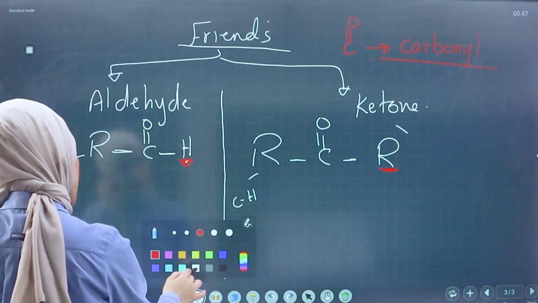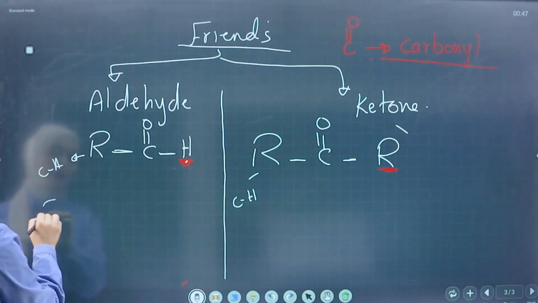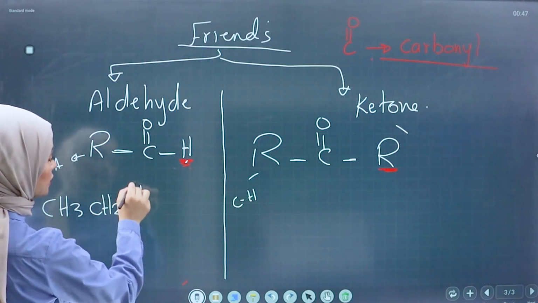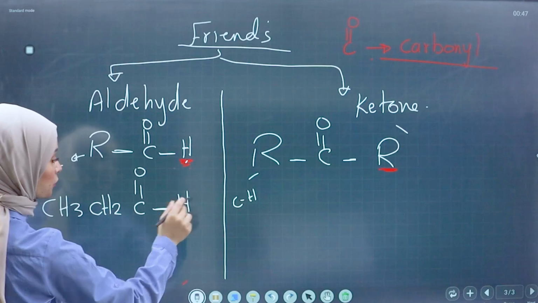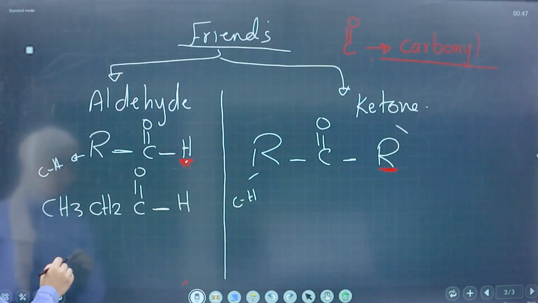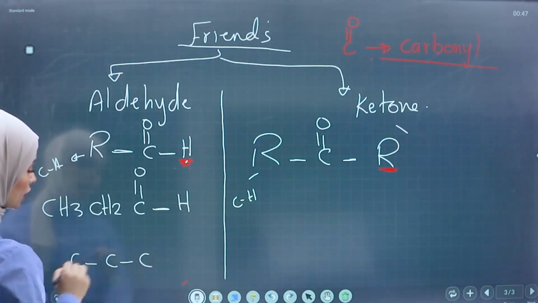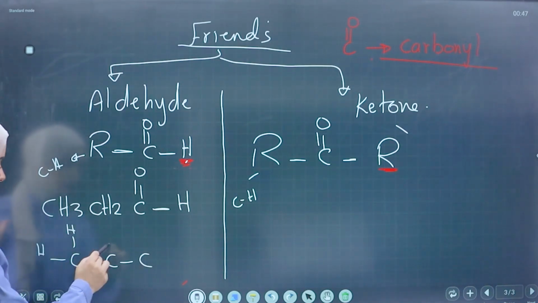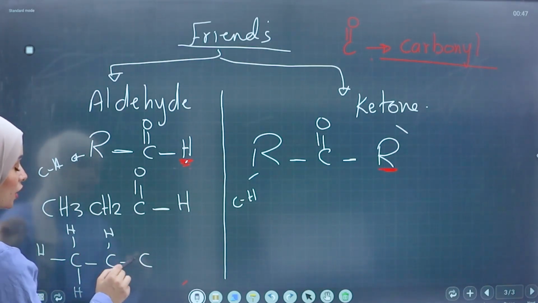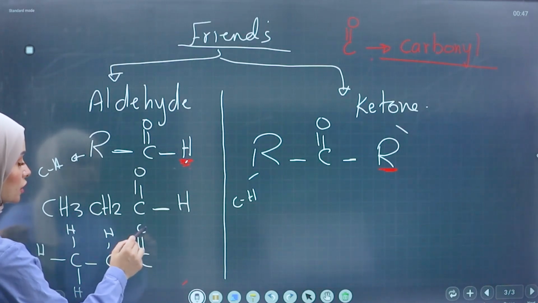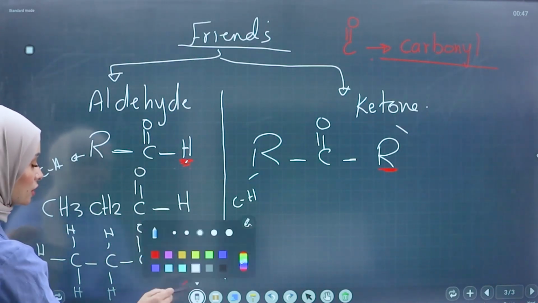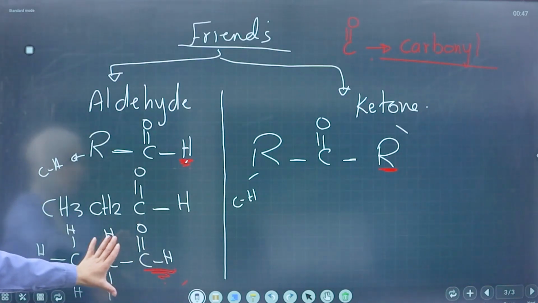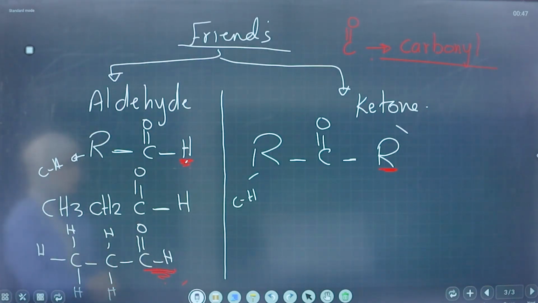Let us take an example. For example, I have CH3, CH2, and then I have C double bond OH. Let me write it in a structural formula. I have 1, 2, 3 carbons. The first carbon I will fill with hydrogens as usual, but the other one must be the functional group, which is the double bond and hydrogen. This is the functional group. This is the thing that actually is different from other hydrocarbons.